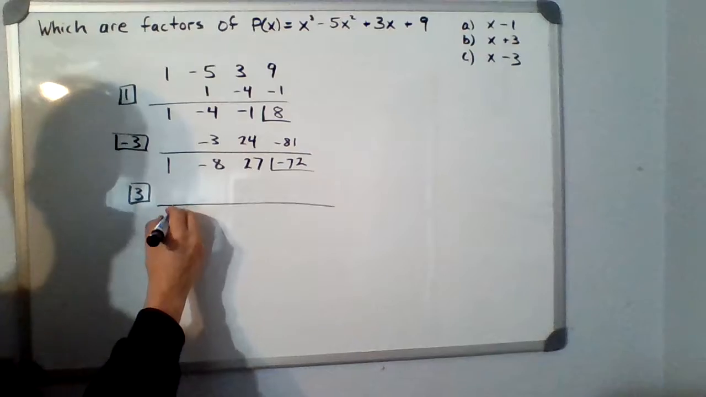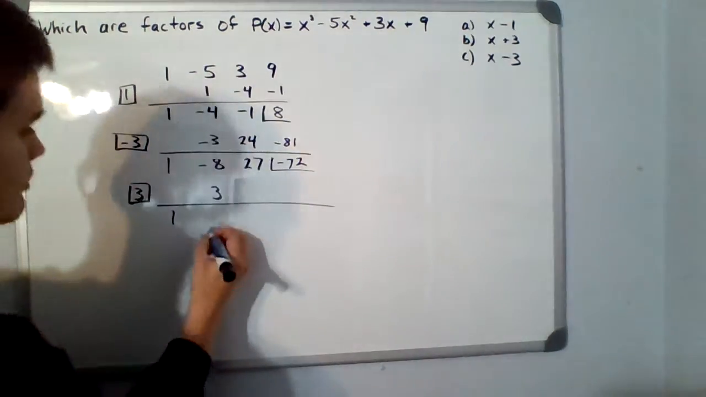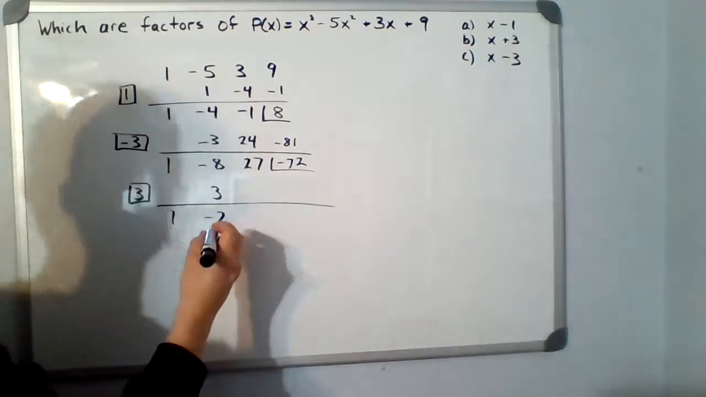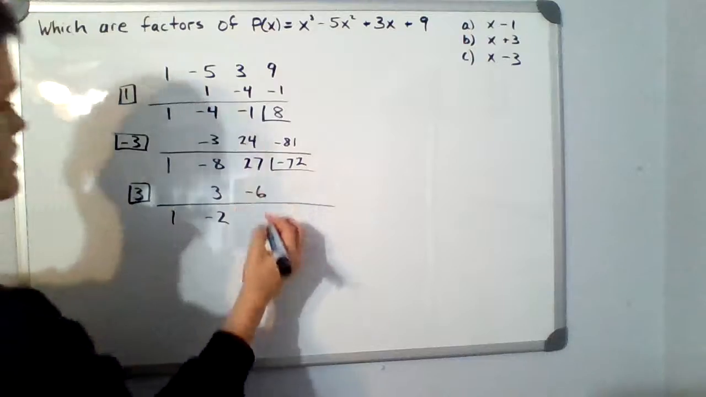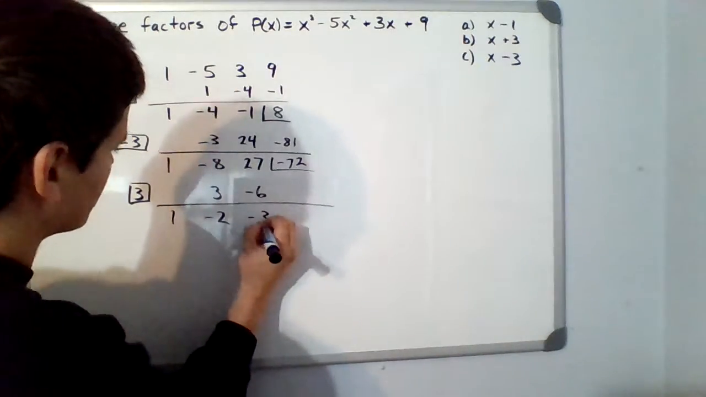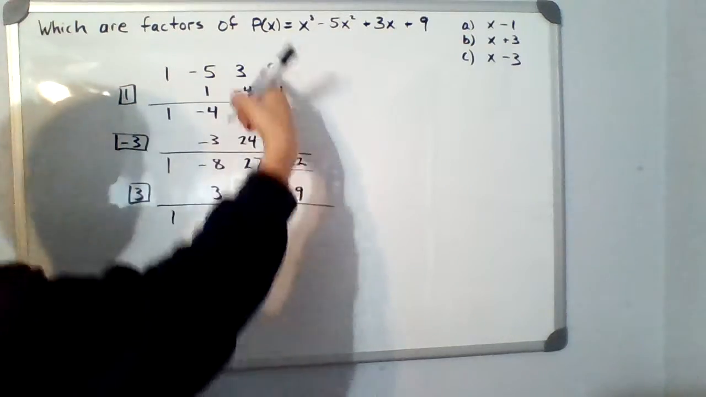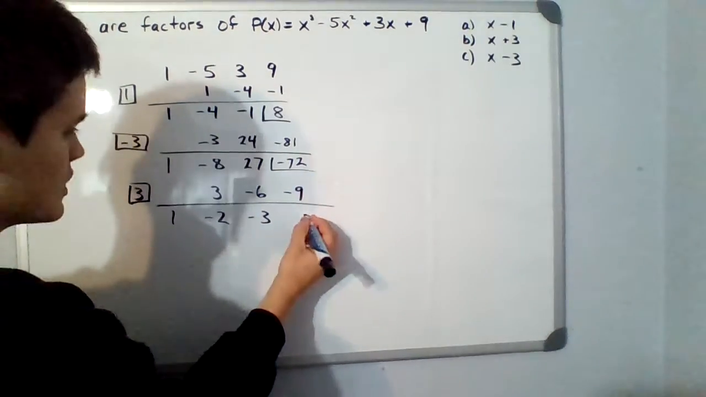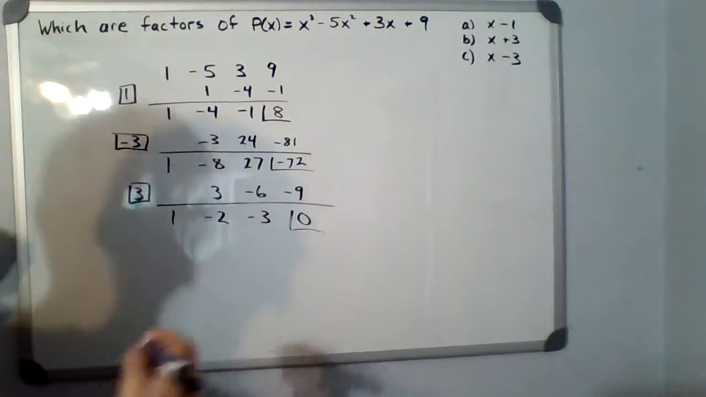So I drop the 1. 1 times 3 is 3, and then I'm adding -5 with 3, and I have -2. -2 times 3 is -6, and 3 minus 6 is -3. -3 times 3 is -9. And I know this one is going to be a root because 9 minus 9 is 0. Our remainder is 0, so we found one of the roots.